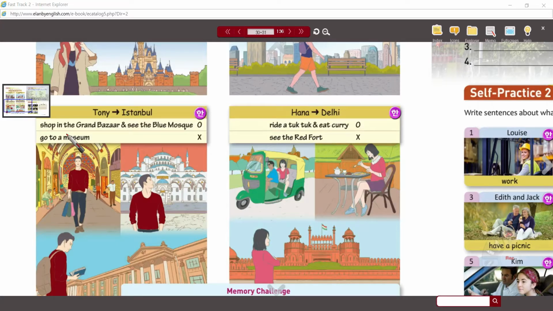So try that again. Tony went to Istanbul. He went to the Grand Bazaar. He went to the Blue Mosque, but he didn't go to a museum. Okay, so the past tense of go is went. But if it's negative, did not go.